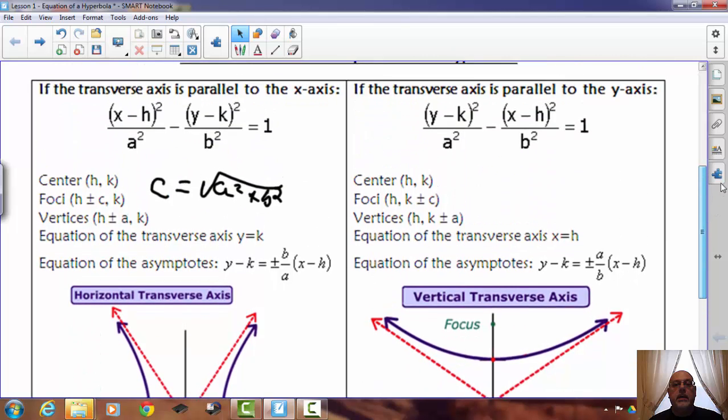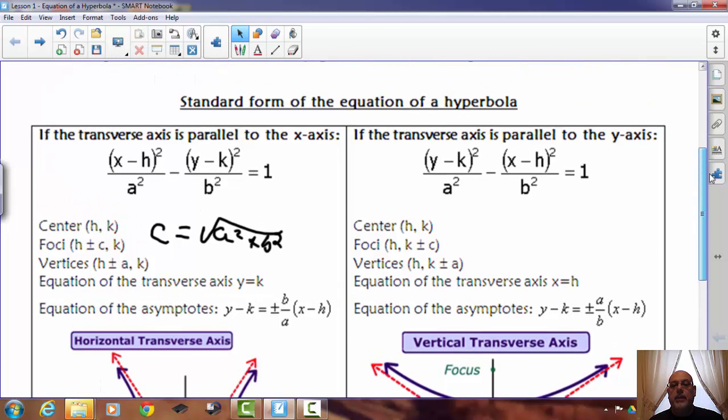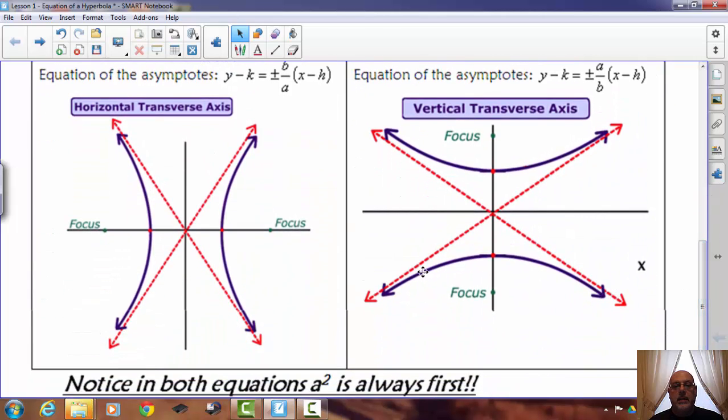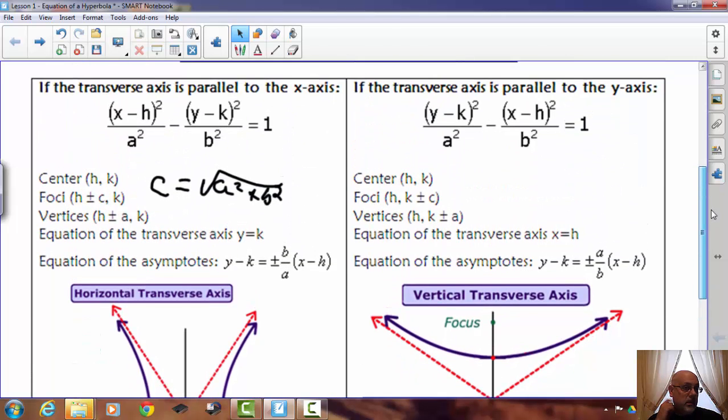If I look at the equation where the y terms are first, that means it's opening up and down like this. The blue curves are the hyperbolas. The two red dots here are the two vertices, and you have your two focus points. So when the y terms are first, it opens up and down. When the x terms are first, it opens left and right.